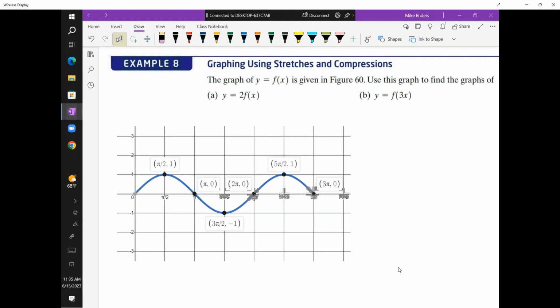It's example number 8. It says the graph of y equals f of x is given in figure 60. So I've done a graph of it over here. I didn't like the one that was in the textbook, so I went ahead and put it in Desmos and plotted some points in here. Use this graph to find graphs of y equals 2 times f of x, and then y equals 3 f of 3x.